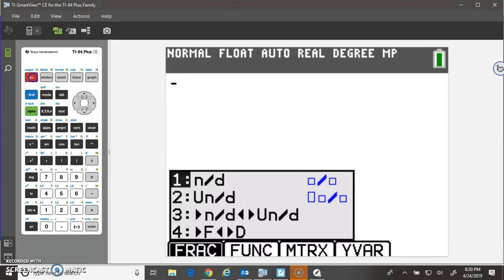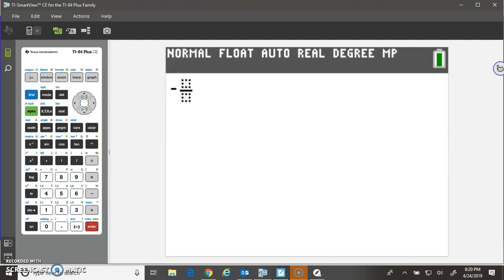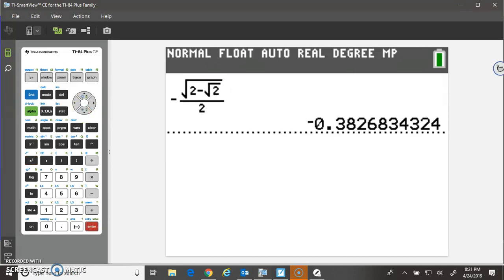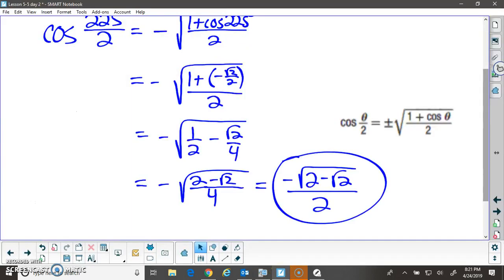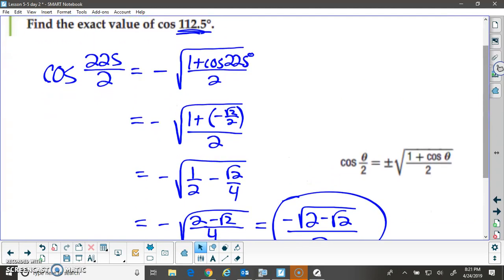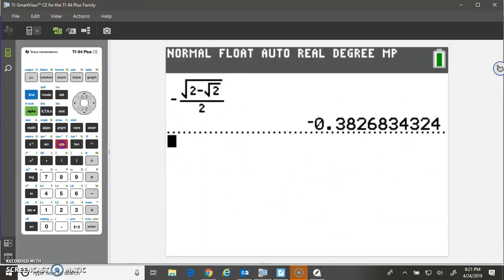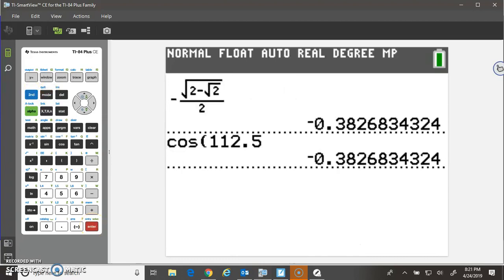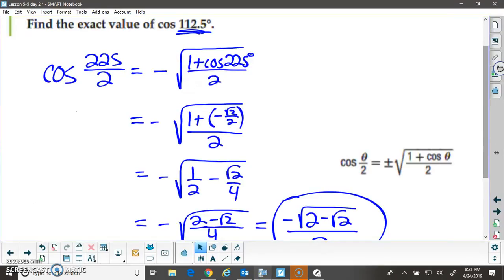So we're going to have something like this: 2 minus the square root of 2, divided by 2. And since that gives us a negative 0.3826, to check to see if that's right, let's compare it to what we originally were given, the cosine of 112.5 degrees. If I type in the cosine of 112.5 degrees, I'm pretty sure I'm in degree mode, yes, that should give us the same decimal, and it does.